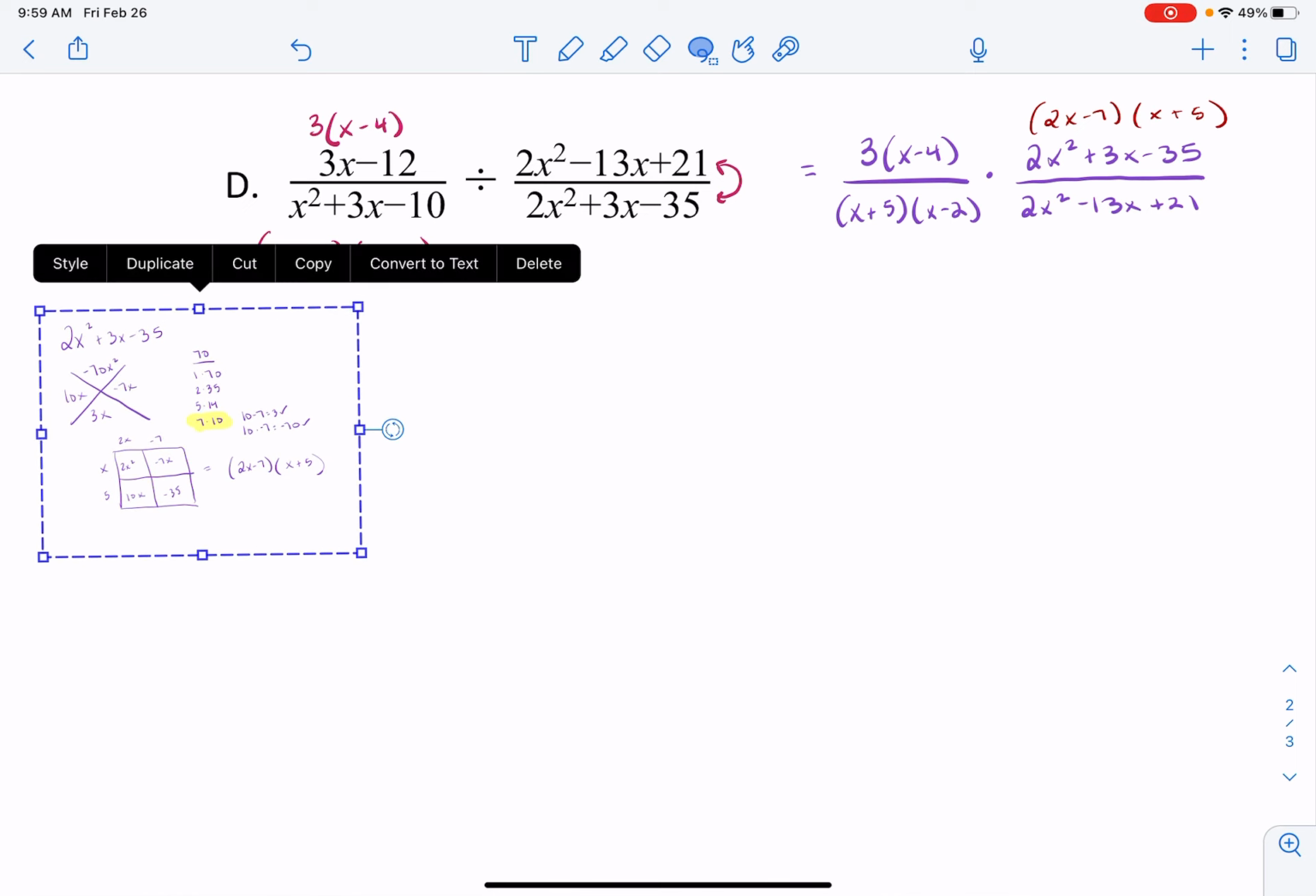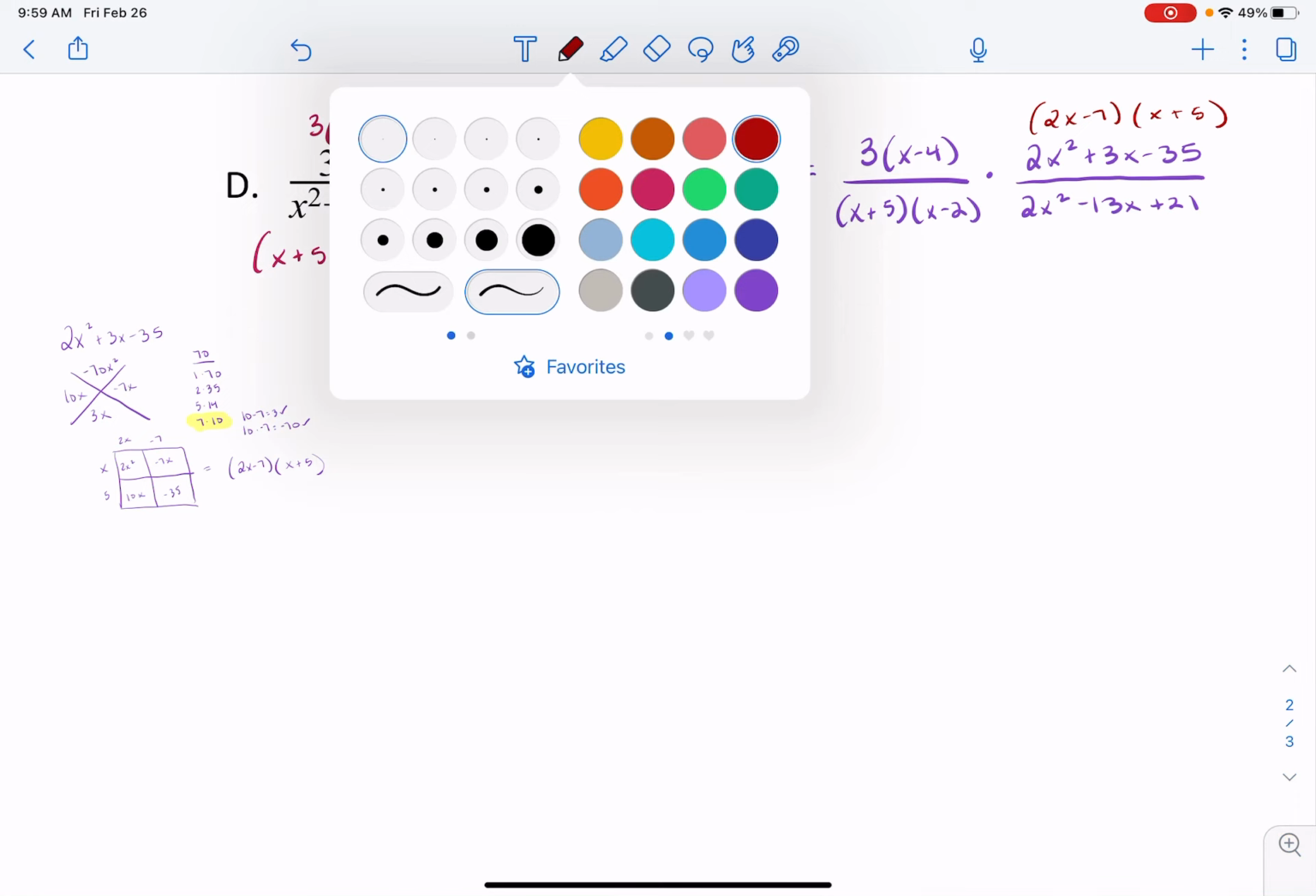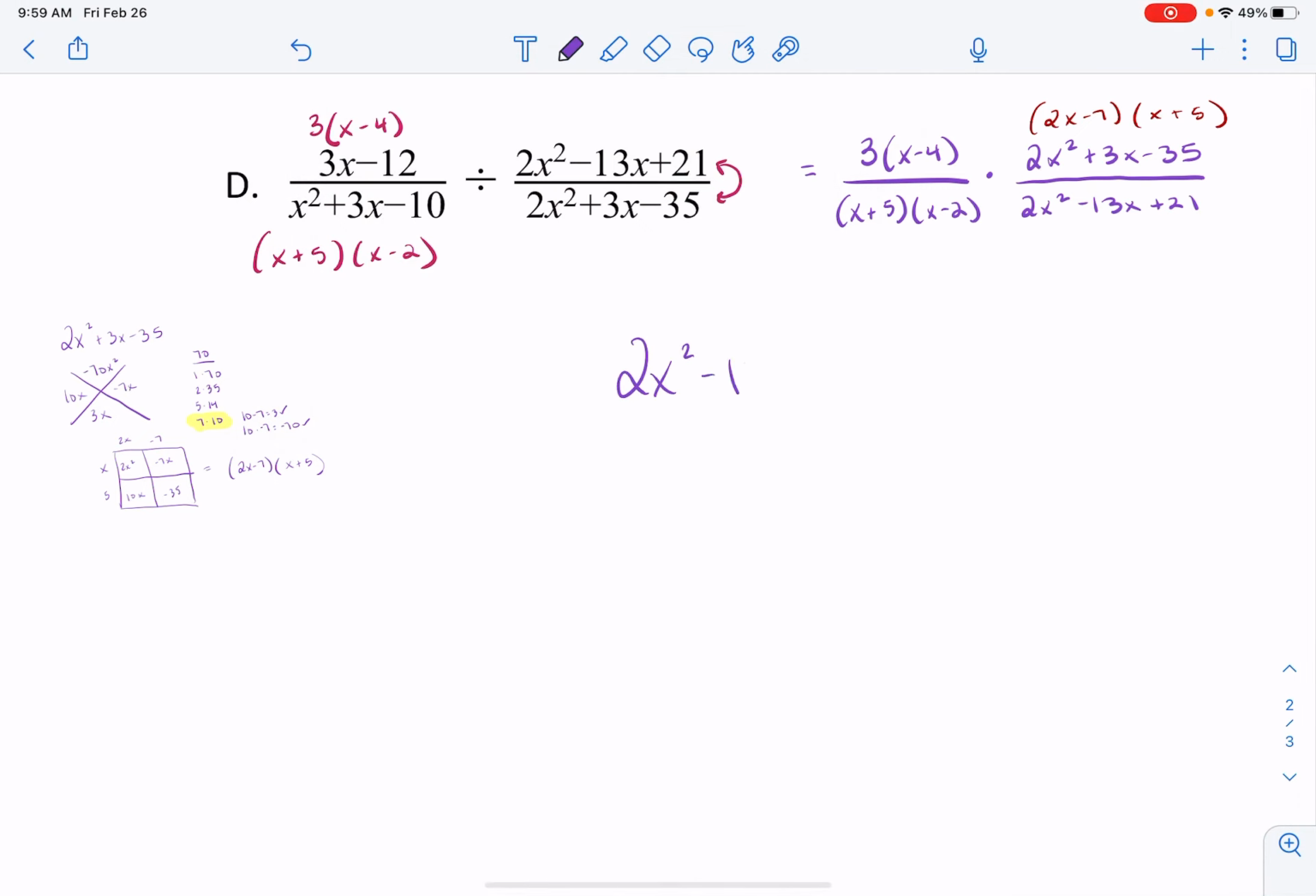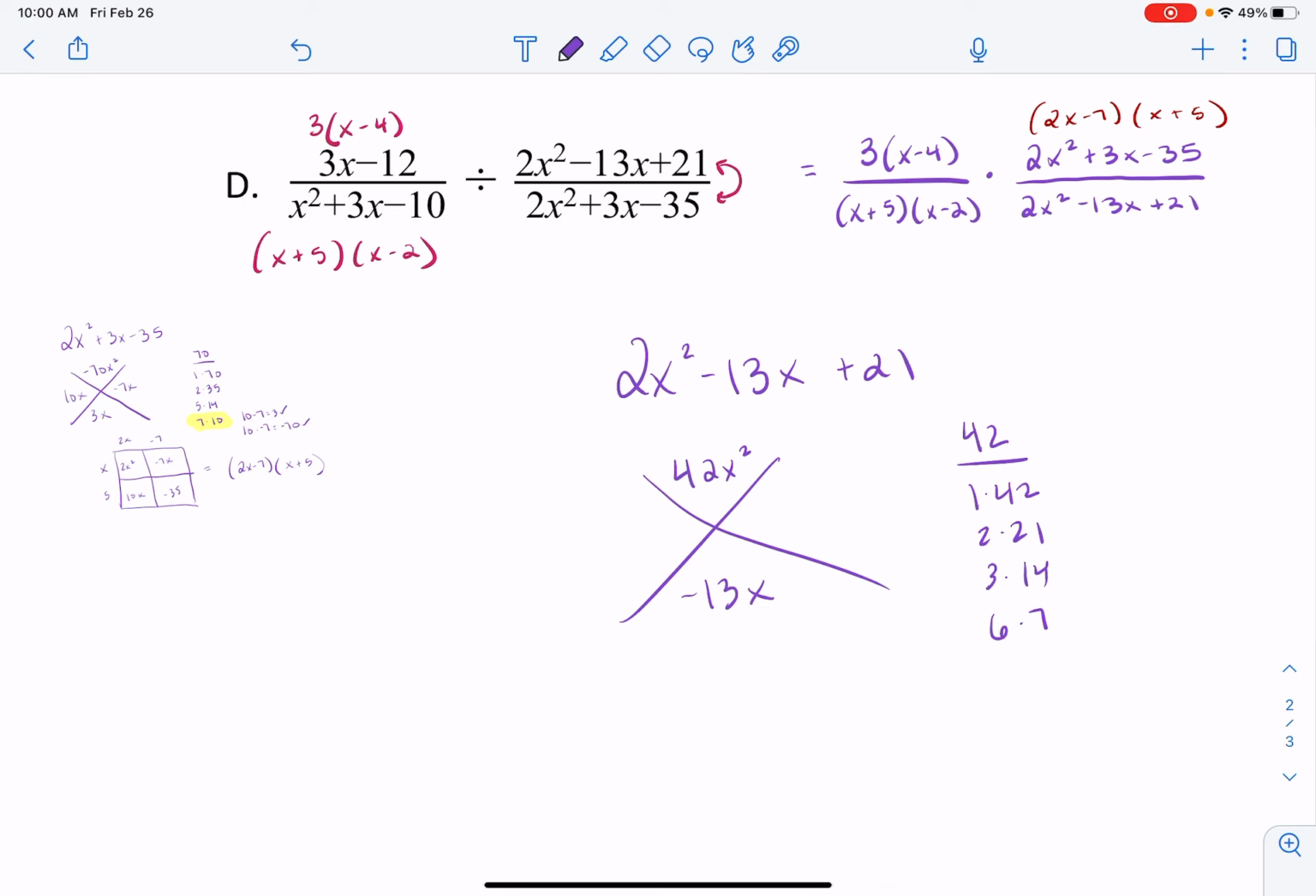And then let's do the second part here. So we've got 2x squared minus 13x plus 21. So we'll put the minus 13x here and take 2x squared times 21. So that'll give me 42x squared. So we think what multiplies to be 42 but adds or subtracts to be negative 13. So when I think about my factors here, how about 6 and 7? If we do minus 6 minus 7, that would be negative 13. And negative 6 times negative 7 gives me 42. So I'll put negative 6x and negative 7x here.